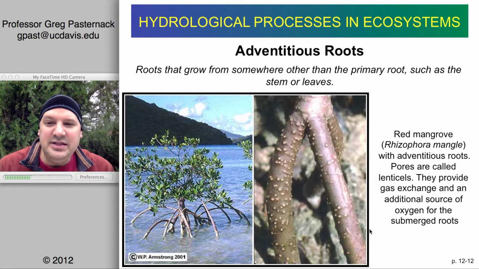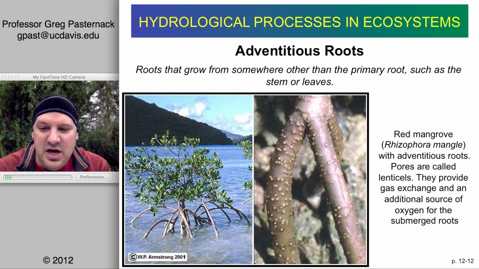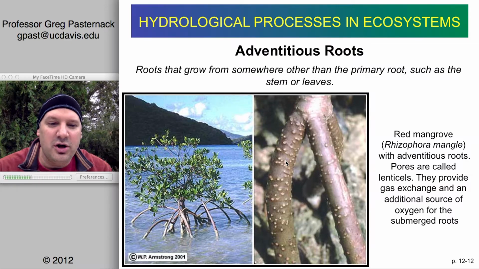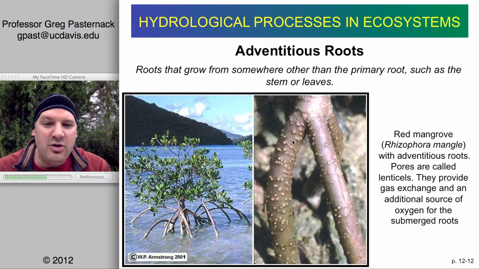Adventitious roots are well exemplified by mangroves, and here's a photo of red mangroves. Adventitious roots are growing above the waterline, but then they're arcing down into the water. If you zoom in close, you'll see these little pores called lenticels, which is where the air is exchanging, and then that air can go down into the ground.